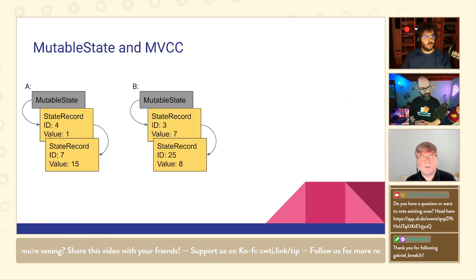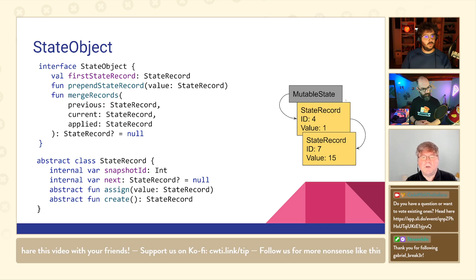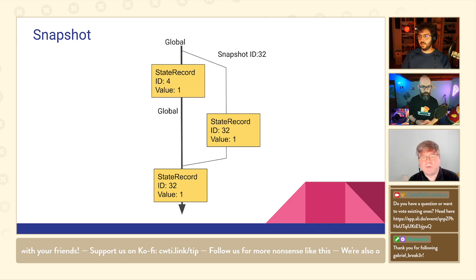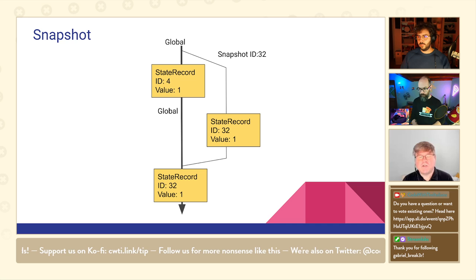The third slide, not that one. This is the one that shows what happens with a snapshot. The global snapshot is the one that's running in the background. It is the snapshot that all snapshots are derived from, eventually, and it's where the snapshot goes when you make a change. So in this case, we have snapshot 32 that's made a change.